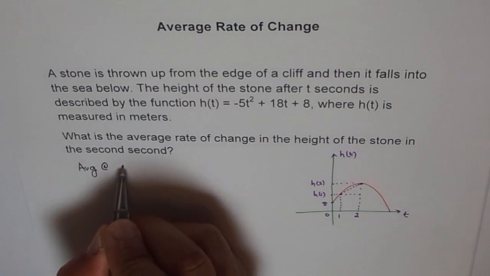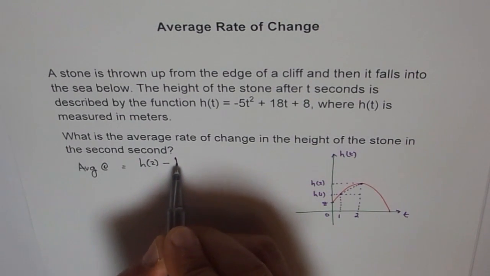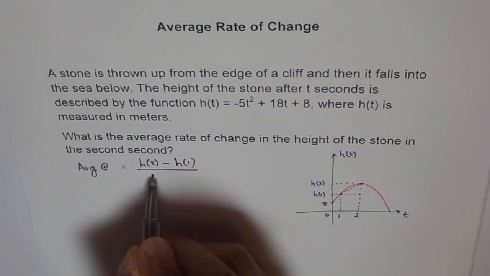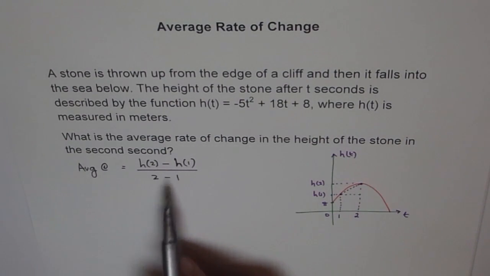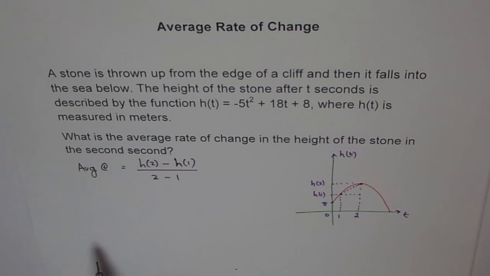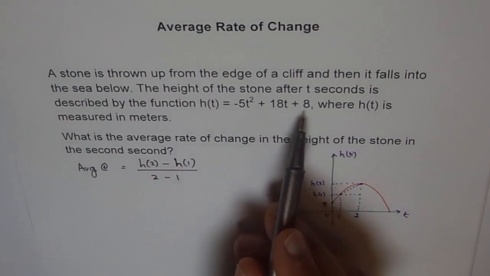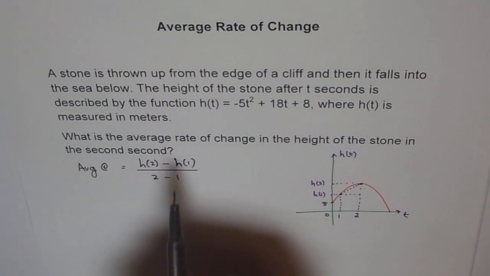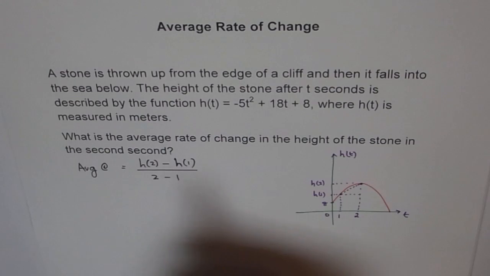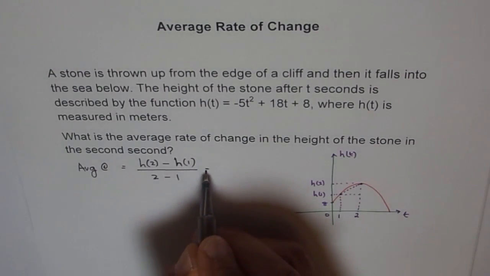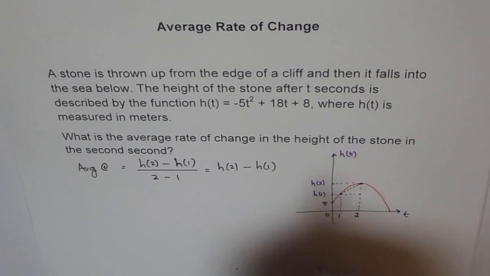rate of change equals h of 2 minus h of 1 divided by 2 minus 1. Change in height over change in time. That is what average rate of change will be. Now what is h of 2? For finding h of 2, we can plug in 2 here. Similarly for h of 1, we can plug in 1 in this equation. And we know 2 minus 1 is 1. So it simply equals h of 2 minus h of 1 in this case.